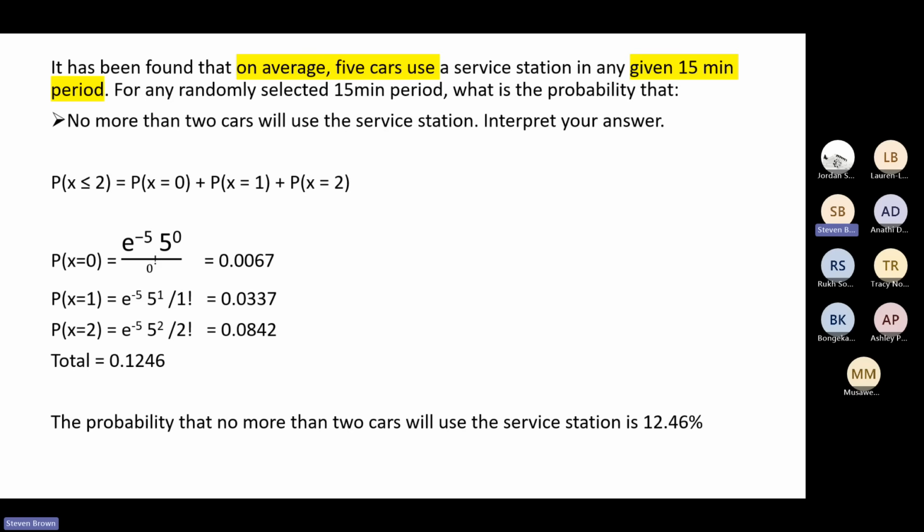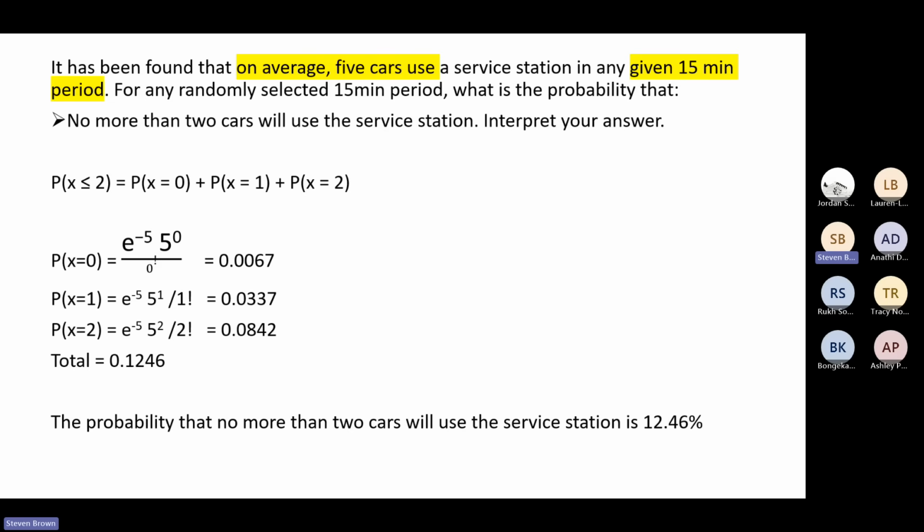probability, which is 12.46. Always remember, for both of these types of questions, both binomial and Poisson, class, please remember to convert them into a percent at the end of the day. Please, it's very, very important to do that. Right, okay, let's move on.